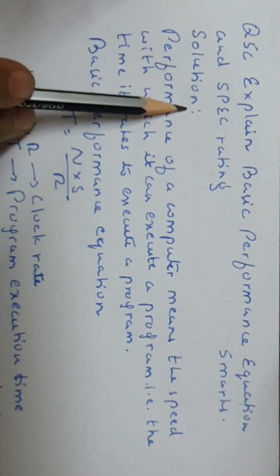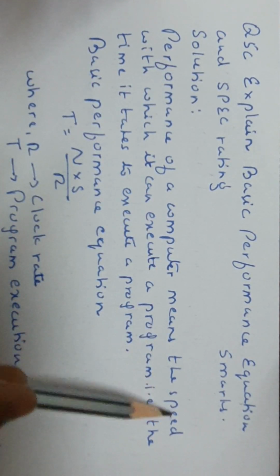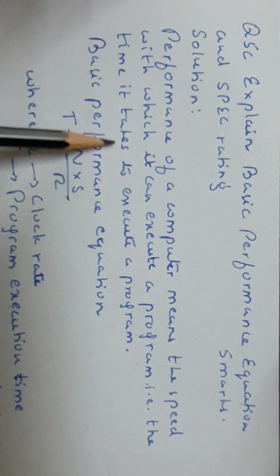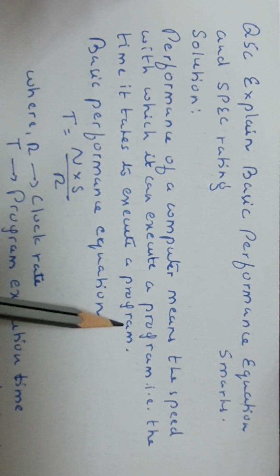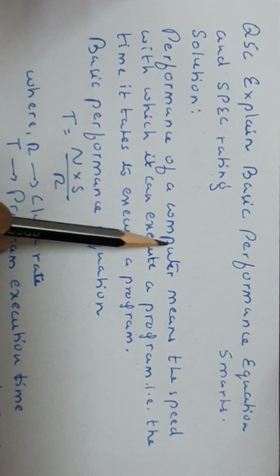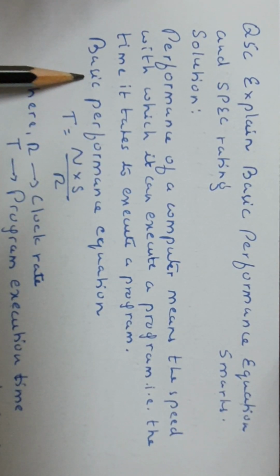The solution is as follows. Performance of a computer means the speed with which it can execute a program, the time it takes to execute a program. Always, the performance of a computer means how fast it can execute a program. So the basic performance equation is as follows.